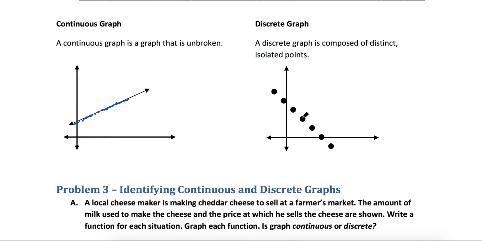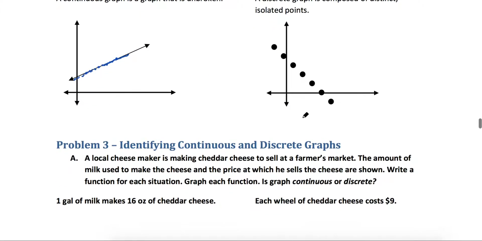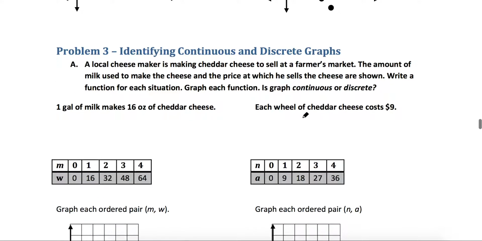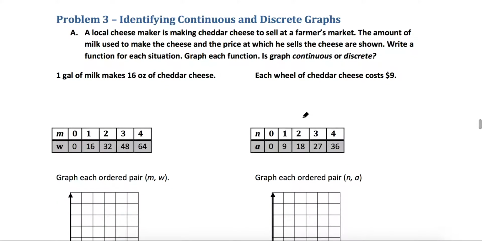Here, there aren't points in between those points. We can't break something down any smaller. So we'll talk about why that might be. Why might we not be able to break things down any smaller? Okay, so if we think about this first example, we have a local cheesemaker making cheddar cheese to sell at a farmer's market. The amount of milk used to make the cheddar cheese and the price at which he sells the cheese are shown. Write a function for each situation, graph each function, and is it discrete or continuous?